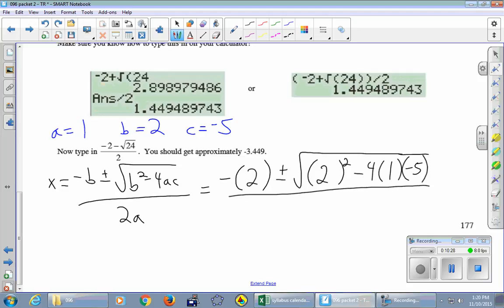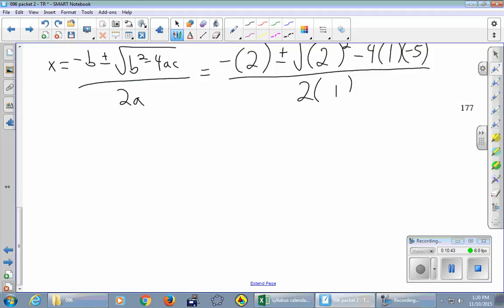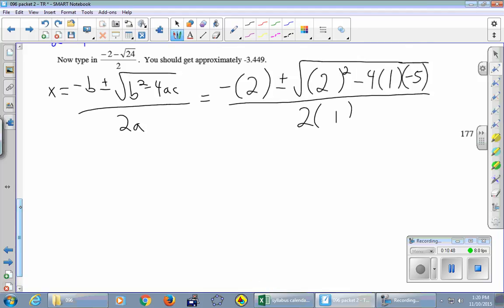Whole thing divided by 2A. A is a number, parentheses. How much is A? 1. Okay, so that's the first step. Change all the letters into numbers very carefully. At this point, it's really just arithmetic. It's not to say we won't make any mistakes, but all that's left is arithmetic.